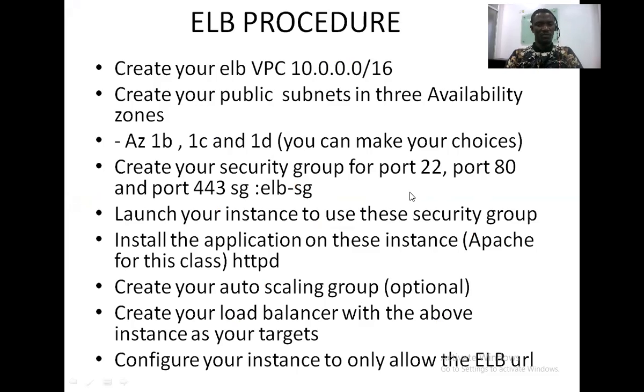Okay, now let's move straight to our lab. This is our procedure. The first one is to create an elastic VPC. You can do that, it's in our last class. We have already created an elastic VPC, so we won't go there. Then the second thing you need to do is create a public subnet in each availability zone of the VPC that you created.